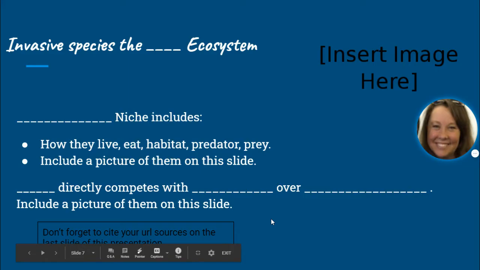Invasive species in the ecosystem, whatever it is, your ecosystem, you are going to name that invasive species, and you're talking about its niche, and then you will detail how they live, eat, their habitat, their predator, their prey, include a picture of them also here. So you're going to give a little bit about the invasive species and then talk about what it directly competes with. So you're going to say, so-and-so directly competes with this native species, whatever it is, over something specific.